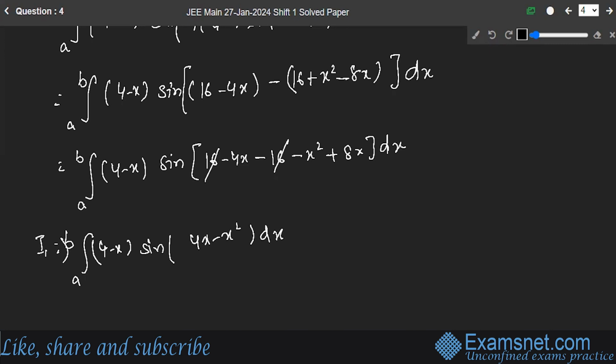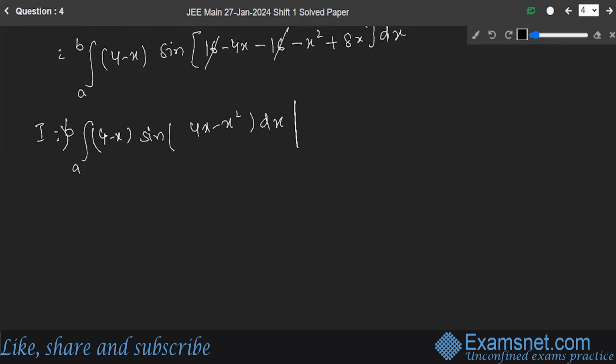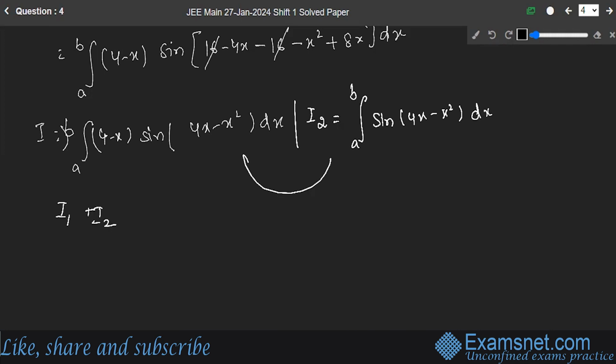Okay, and what was your I2? In the question, you had I2 as, let's see, the integration A to B of sine(4x minus x square) dx. Now let's do one thing. Let's open up this one. Let's write down I1 again.